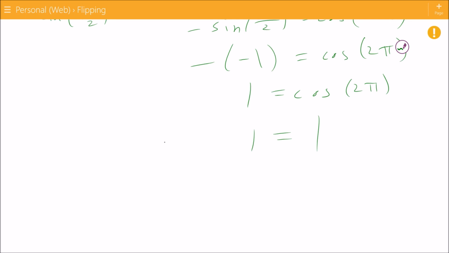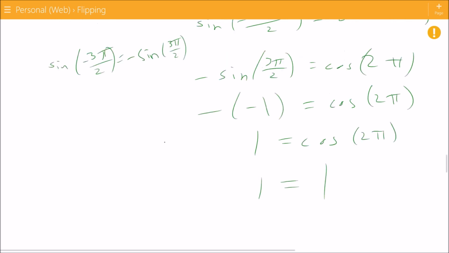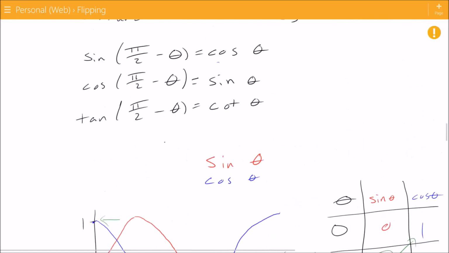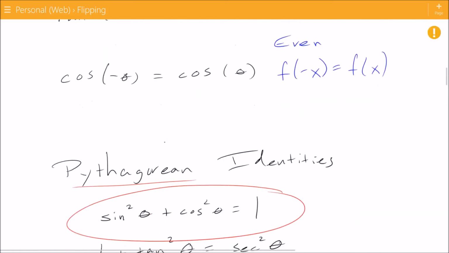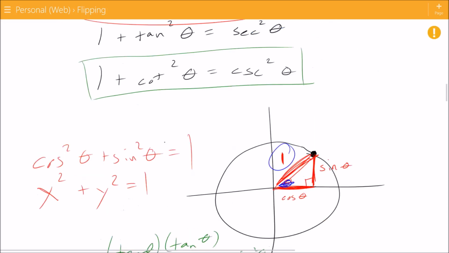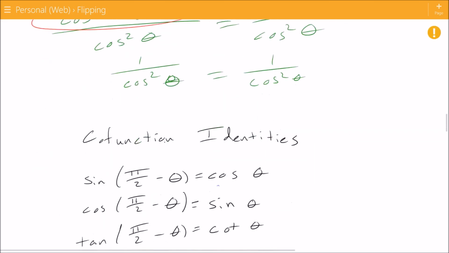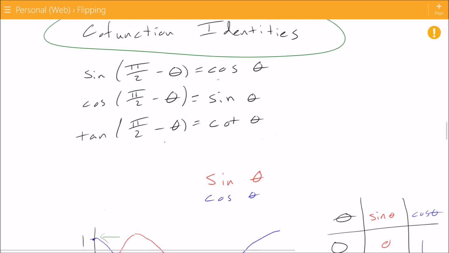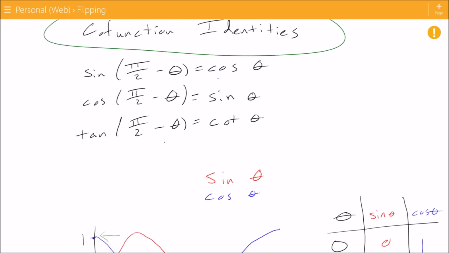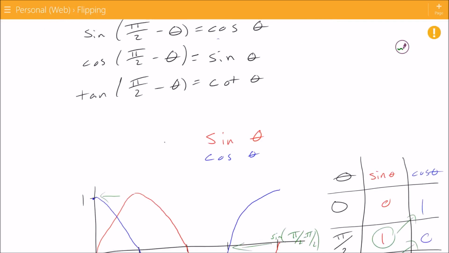We're all set. So take a look, particularly focus on these Pythagorean identities, as well as the cofunction identities, which are really just horizontal slides by a magnitude of pi over 2.